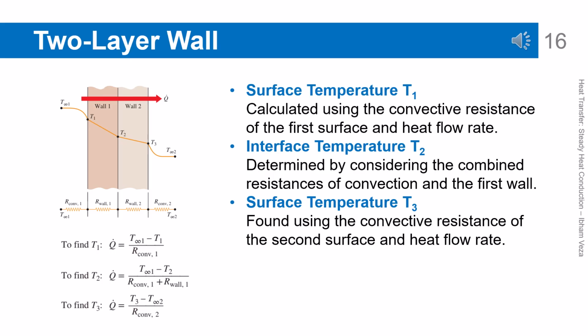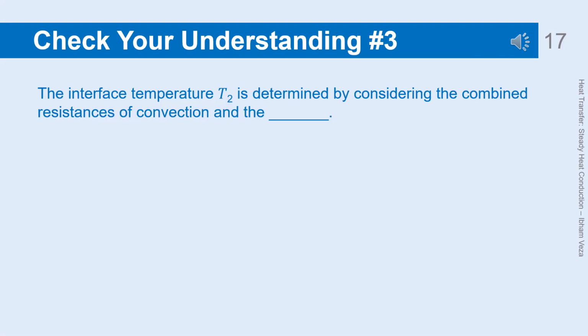For T2, the relation Q equals (T∞1 − T2) divided by (R_conv,1 + R_wall,1) is applied. For T3, the relation Q equals (T3 − T∞2) divided by R_conv,2 is used. This approach shows how internal temperatures can be determined systematically. The interface temperature T2 is determined by considering the combined resistances of convection and the first wall.